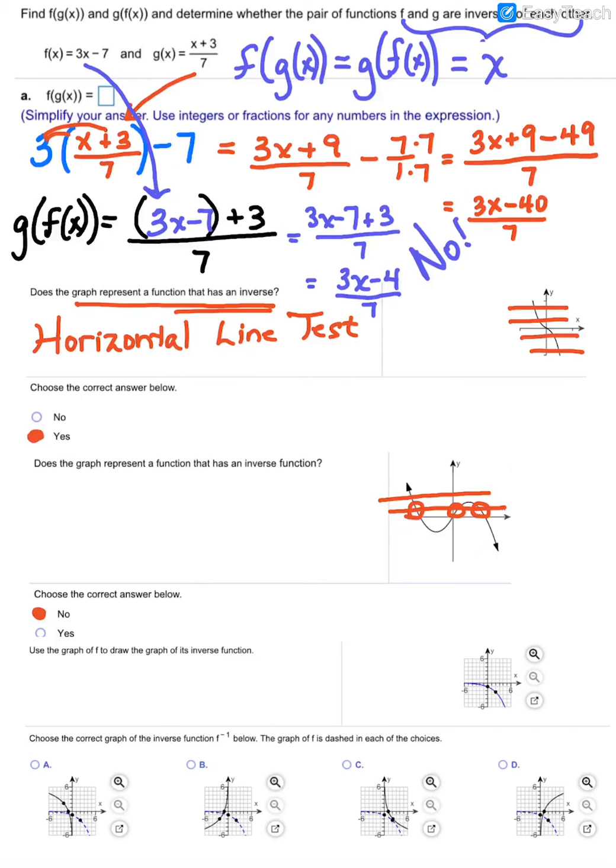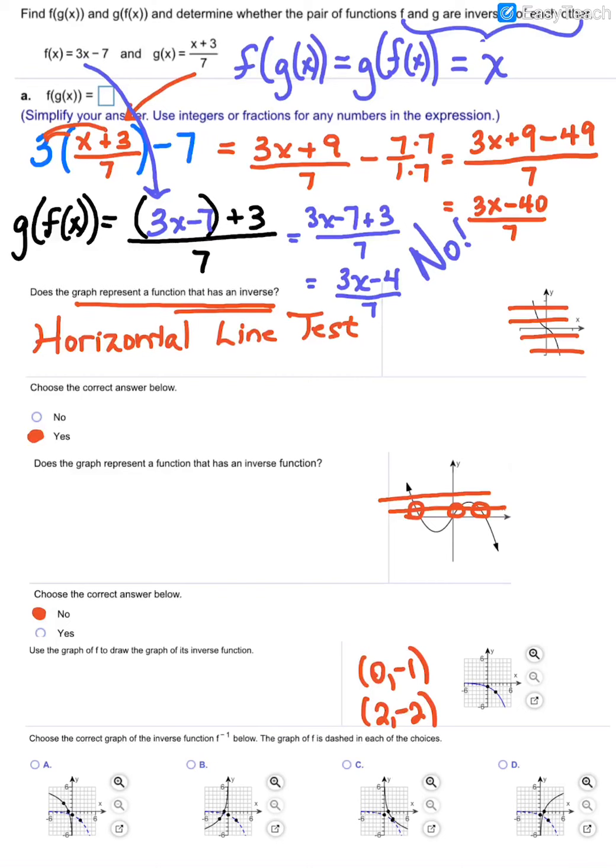And then finally, when they tell you to use a graph to draw the graph of the inverse, the easiest way to do that is to identify some points that are on the graph. Notice, for example, I see the point (0, -1) that's on the graph they've given me. And then I also see the point that looks like (2, -2). It's kind of small, so you might want to enlarge it when you're looking at yours.